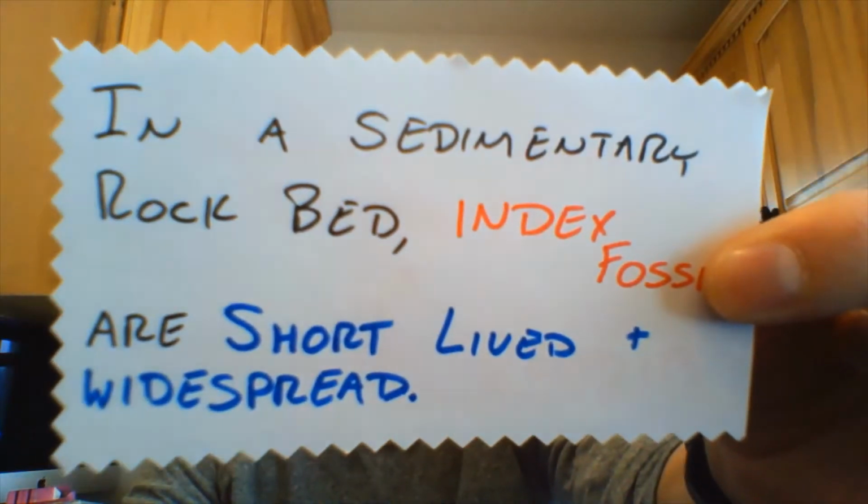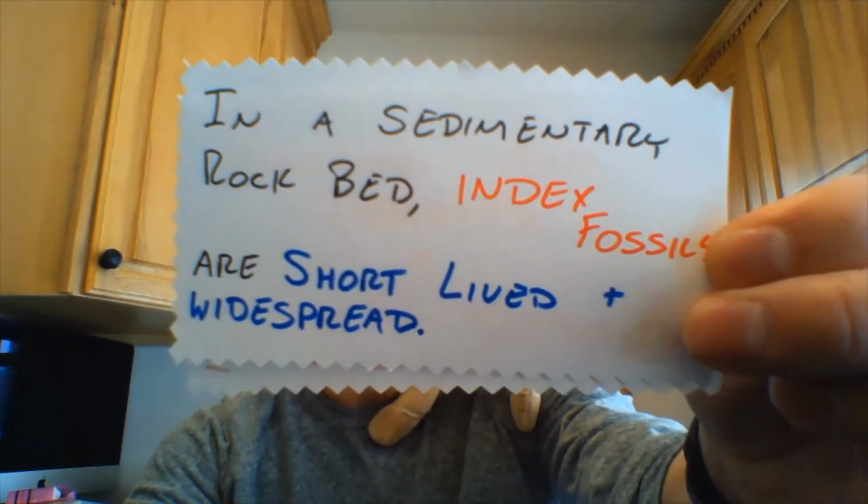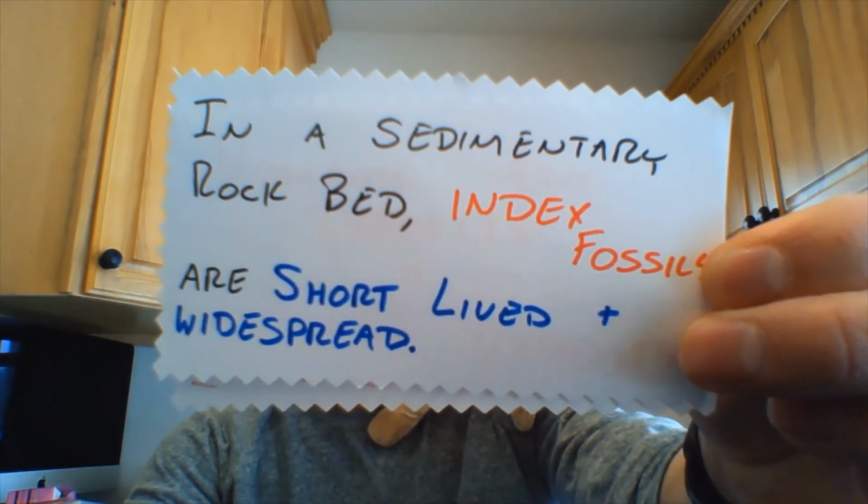So index fossils are probably one of the most important things with putting events in order, and they show up on the test all the time. We got a super special rhyme and flow. Yuri even color coded it. In a sedimentary rock bed, index fossils are short-lived and widespread.